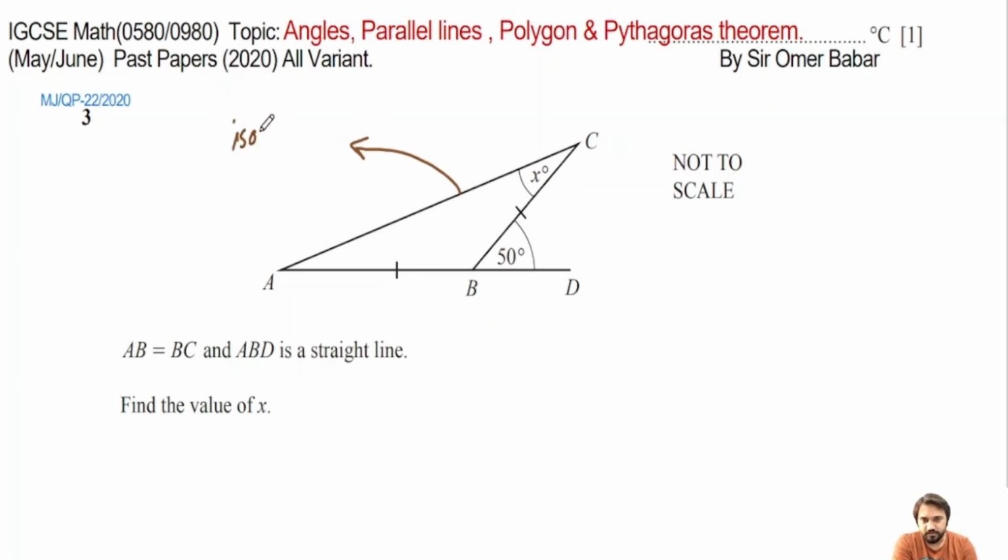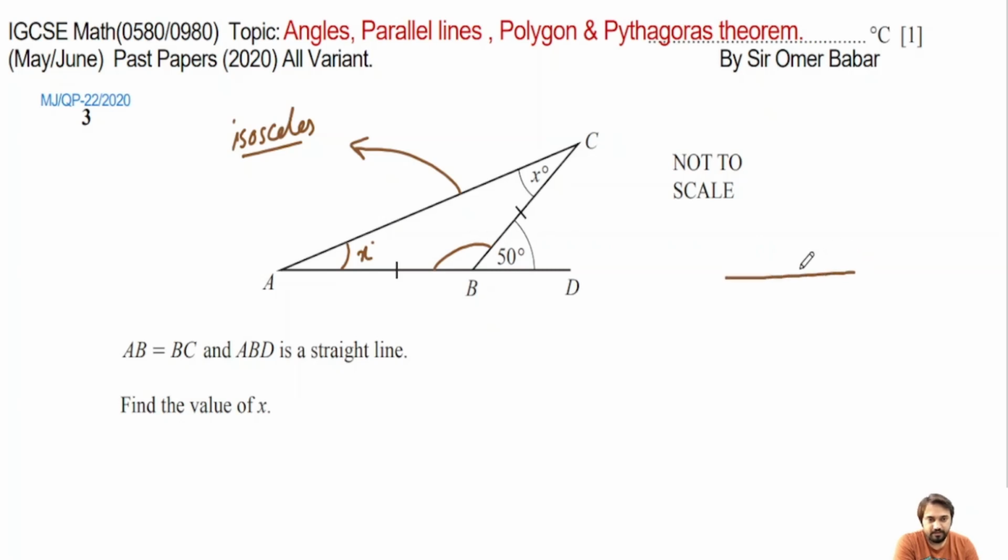We can see we have ABC, an isosceles triangle. If this is an isosceles triangle, what does it mean? It means these two base angles are equal. If AB and BC are equal, it means angle A and angle C are equal. The angle C is x degrees, it means the angle A is also x degrees. And how can we calculate this angle B, the internal angle?